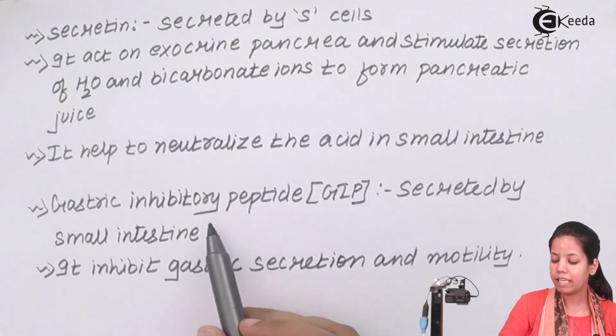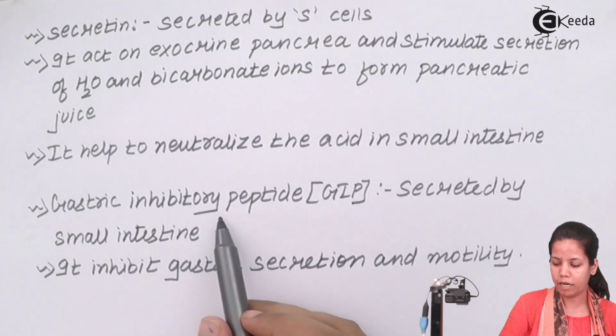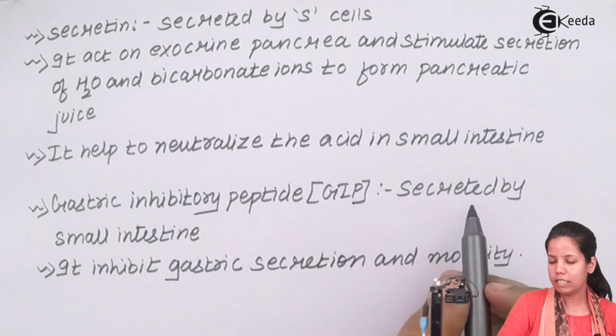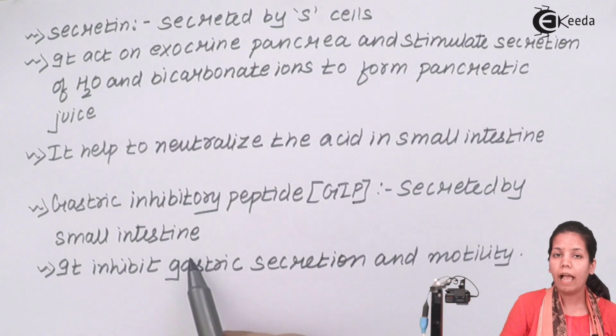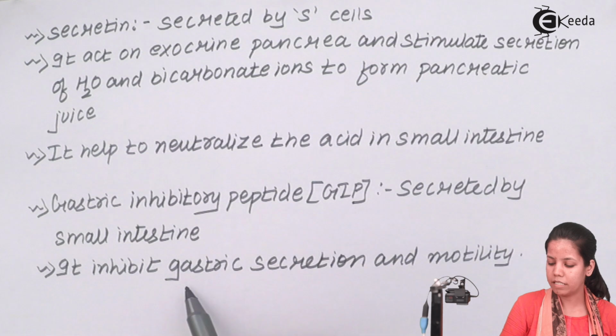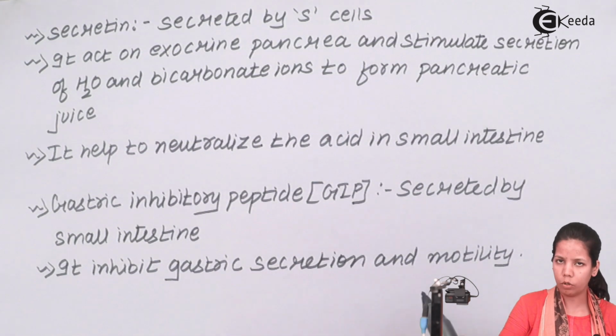The next hormone is gastric inhibitory peptide or GIP. Now this is secreted by the small intestine and this hormone precisely inhibits gastric secretions and motility.